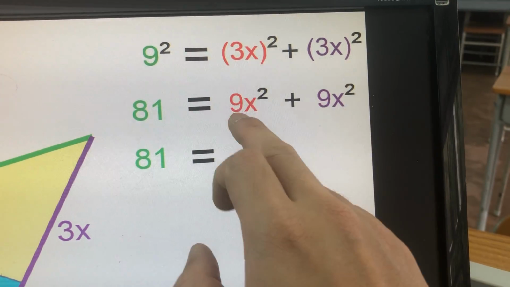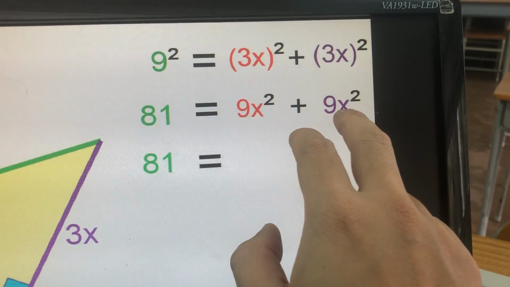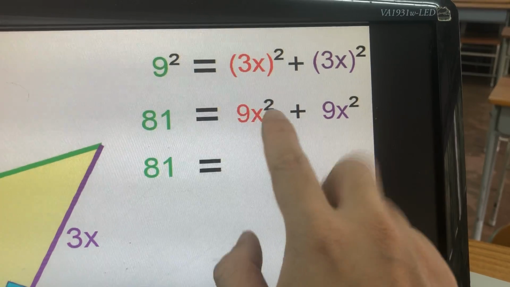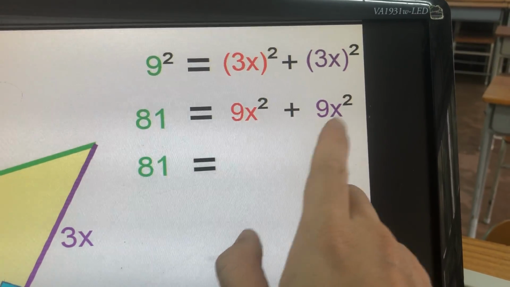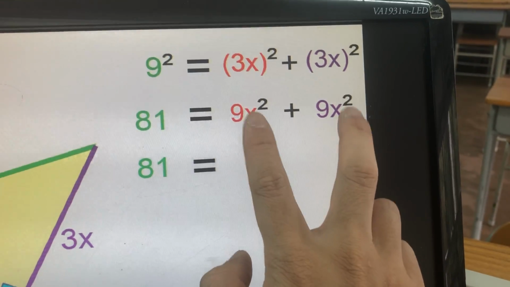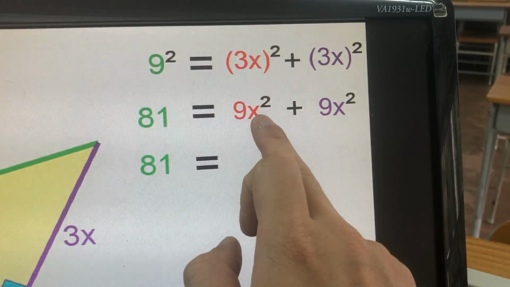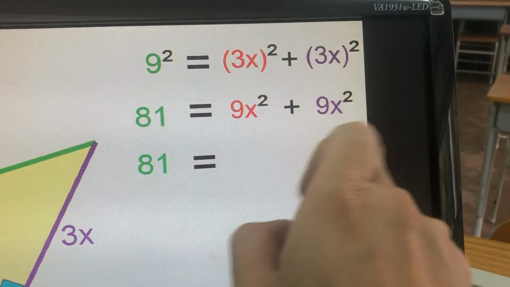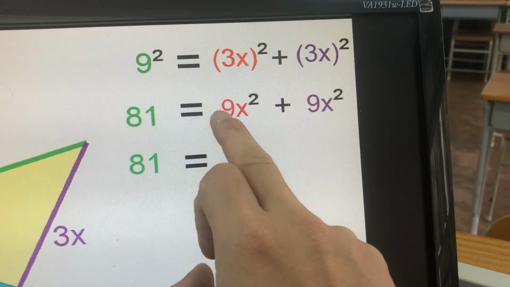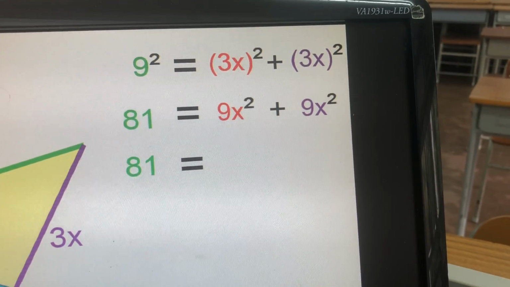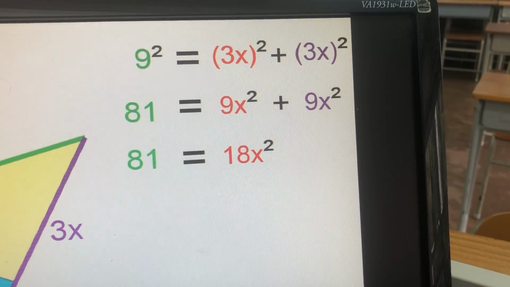do you think that these two are like terms? Are they like terms? Can you combine them? Look at the variable, x squared. Are they the same? Yes, the variable are the same, so they are like terms. We could combine them. 9 apples plus 9 apples. So altogether, how many apples? Yes, we have 18 apples. So that you should write 18x to the power of 2.